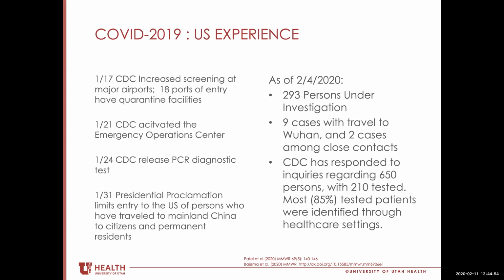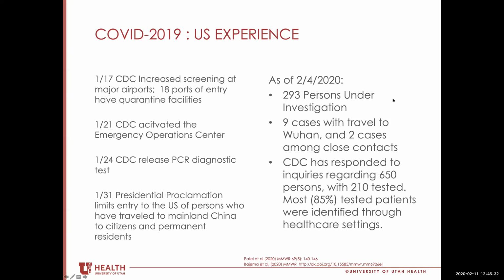On the 31st, there was a presidential proclamation that limited entry to the US of persons who've traveled to mainland China to citizens and permanent residents. And this is something that has not been done for a long time. It's very striking. So the CDC, in their recent reports as of Friday in the Morbidity and Mortality Weekly Report, indicate that this was done in part to help the public health system and hospitals in the US prepare in case there is a surge of cases in the United States.